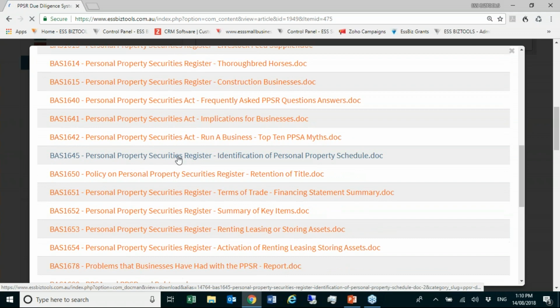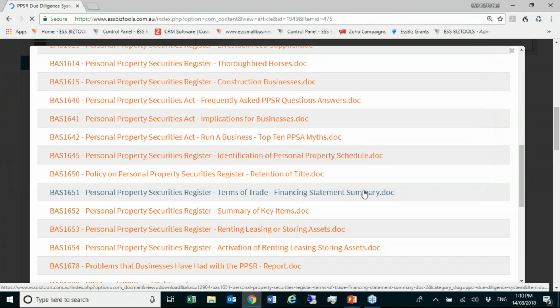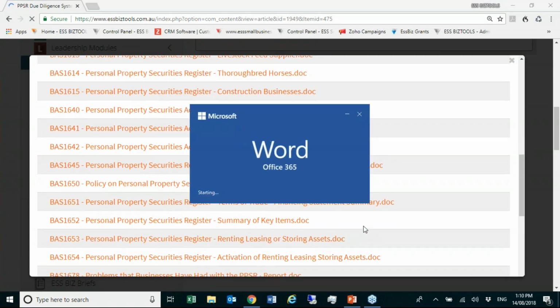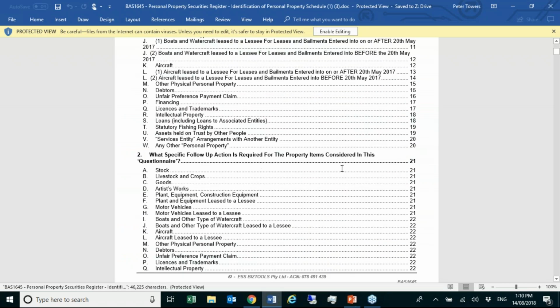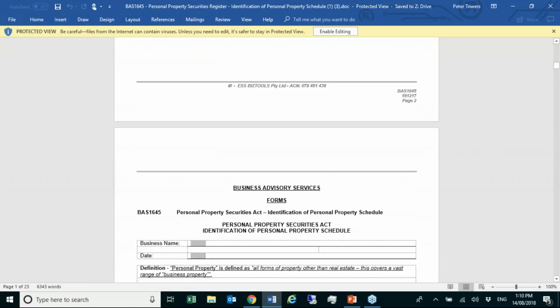And I'm going to click on form 1645 because it's, I think, the most important form in the personal property securities register system. So this is the form that you would complete with your client, trying to identify where all their assets were last night. So there's a whole range of assets that a business could have. And obviously in a system like ours, we include all of them.